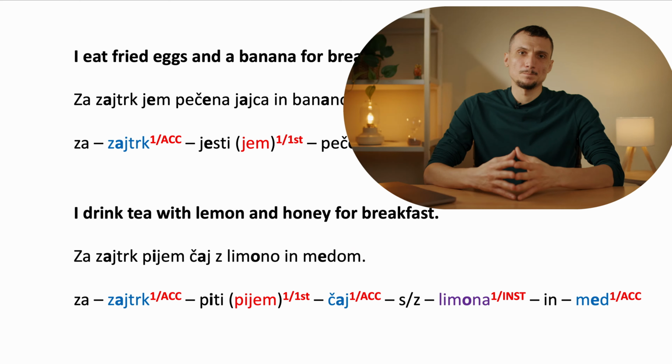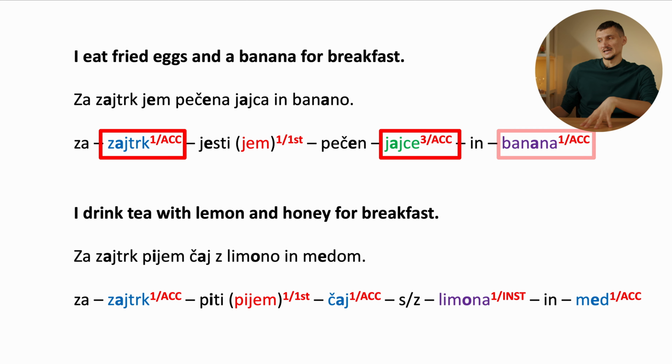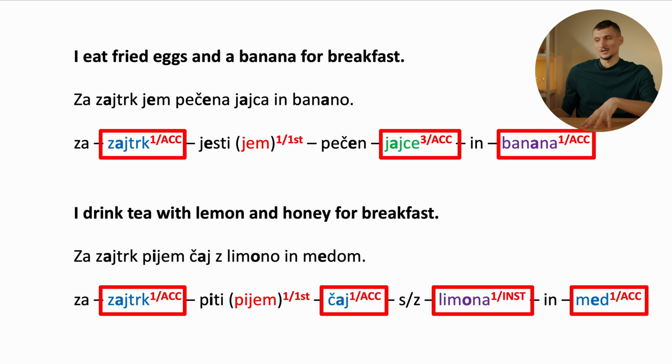So in the last two lessons, we had a look at this format of ours that should make Slovenian grammar easier to understand. And so we said that we always have the English and then the Slovenian and then the grammar explained. And for example, zajtrk and jajce and banana and zajtrk and chai, limona and med, those are our nouns, and we know that they're nouns because they are colored and because they have cases in the superscript like accusative and instrumental. That's only the world of nouns.